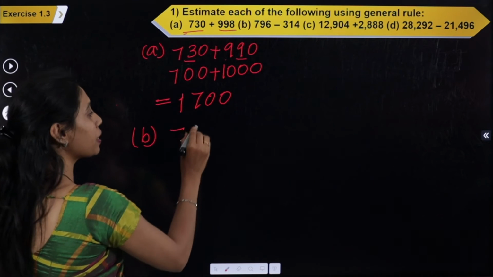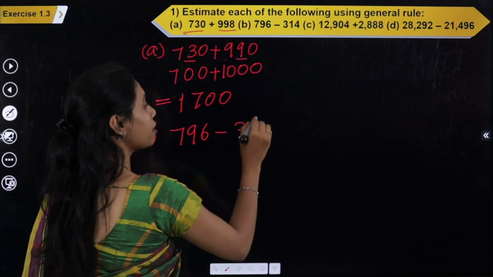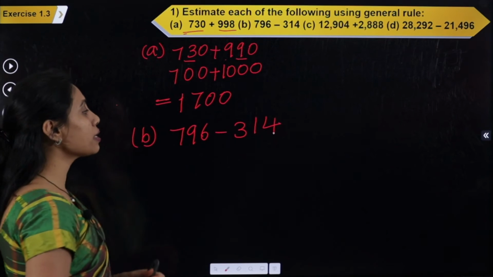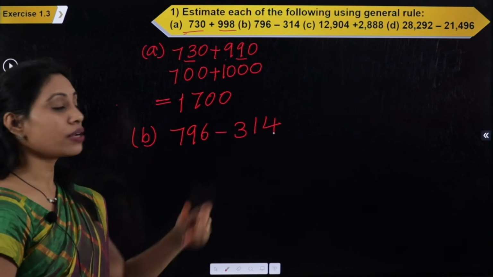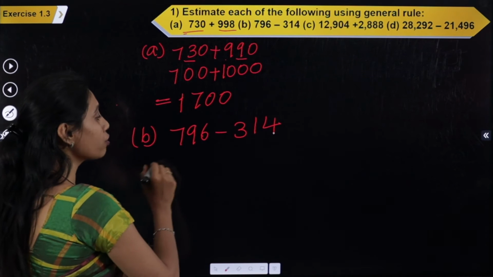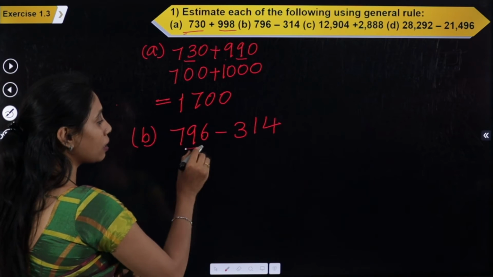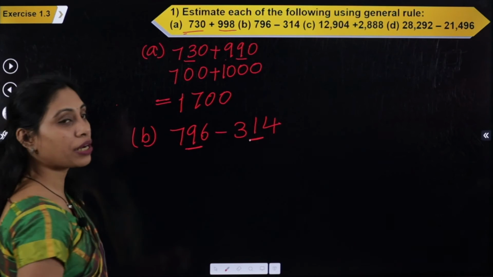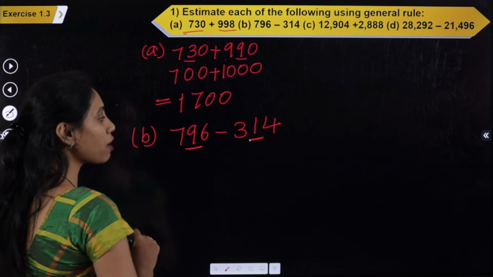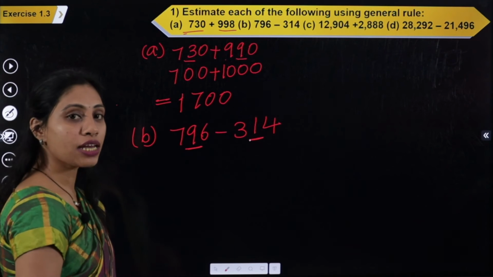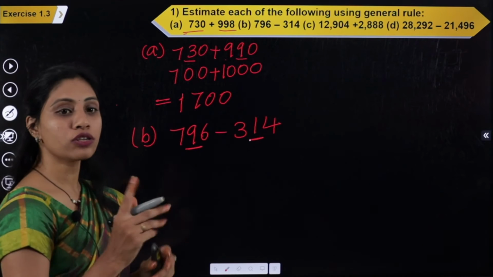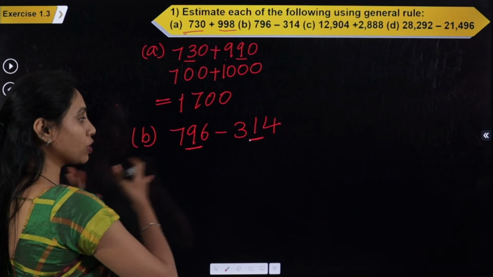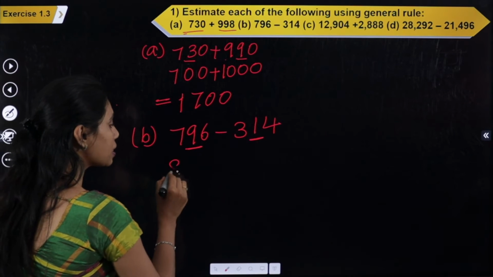Next one, 796 minus 314. Here the highest number of digits is 3, so let us round off to its hundreds place. I am underlining the tens digit, here also I am underlining the tens digit. Here we have 9, and I know 9 is greater than 5. So we have to add 1 to whatever is present to the left of the underlined digit. So 7 plus 1 is 8.